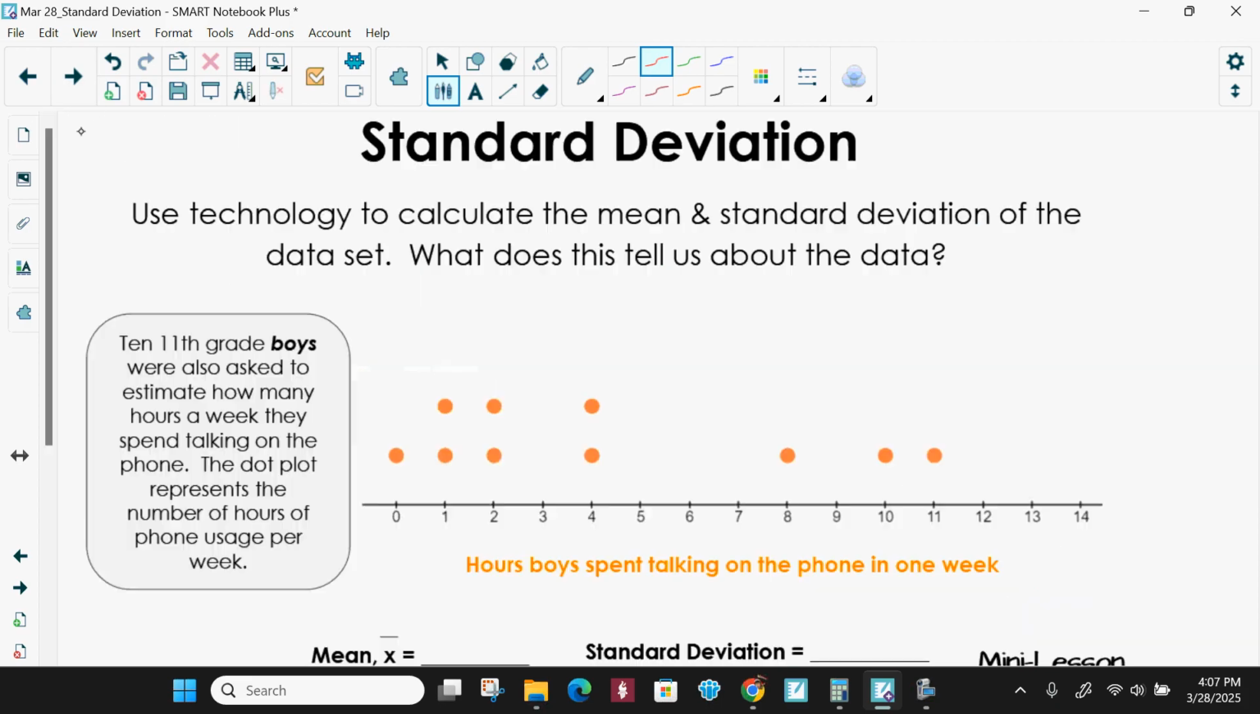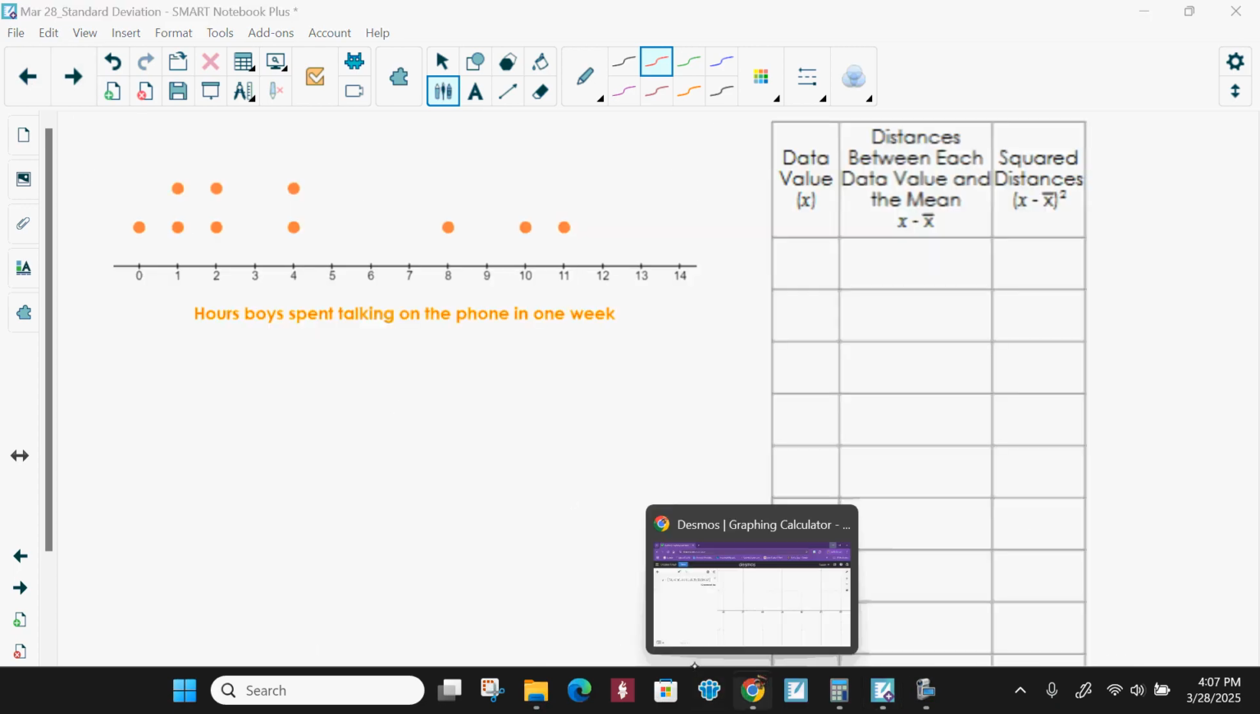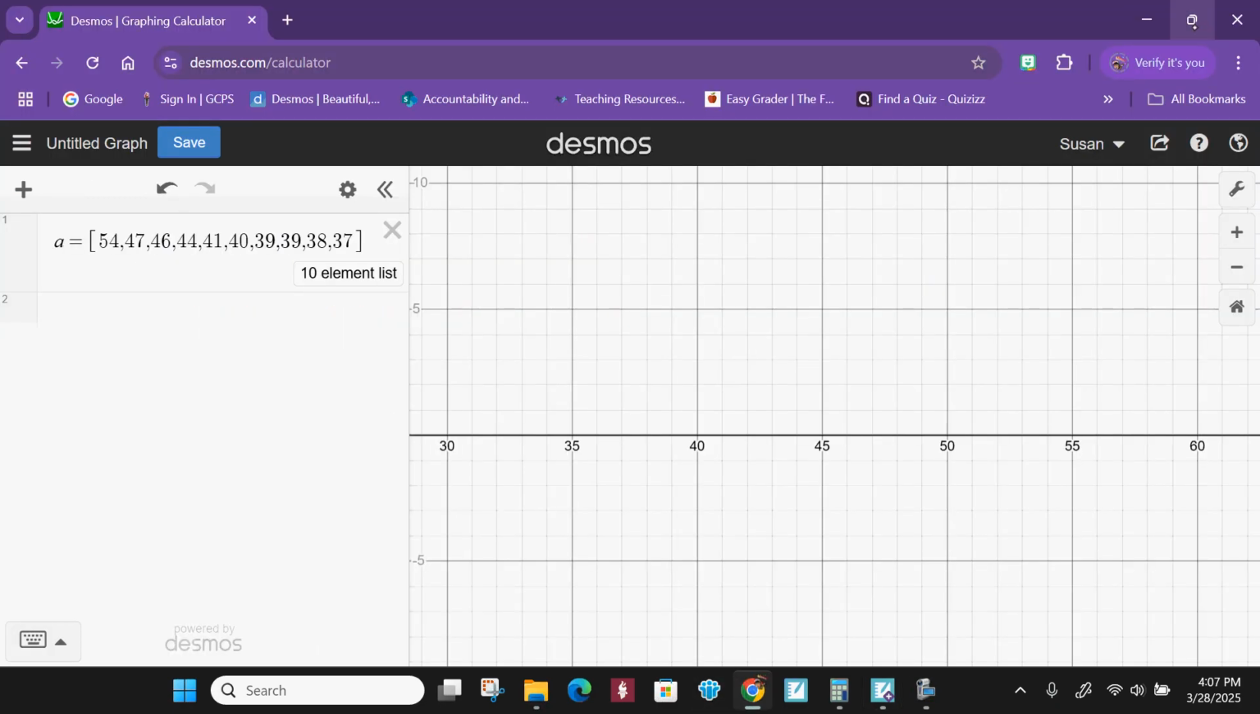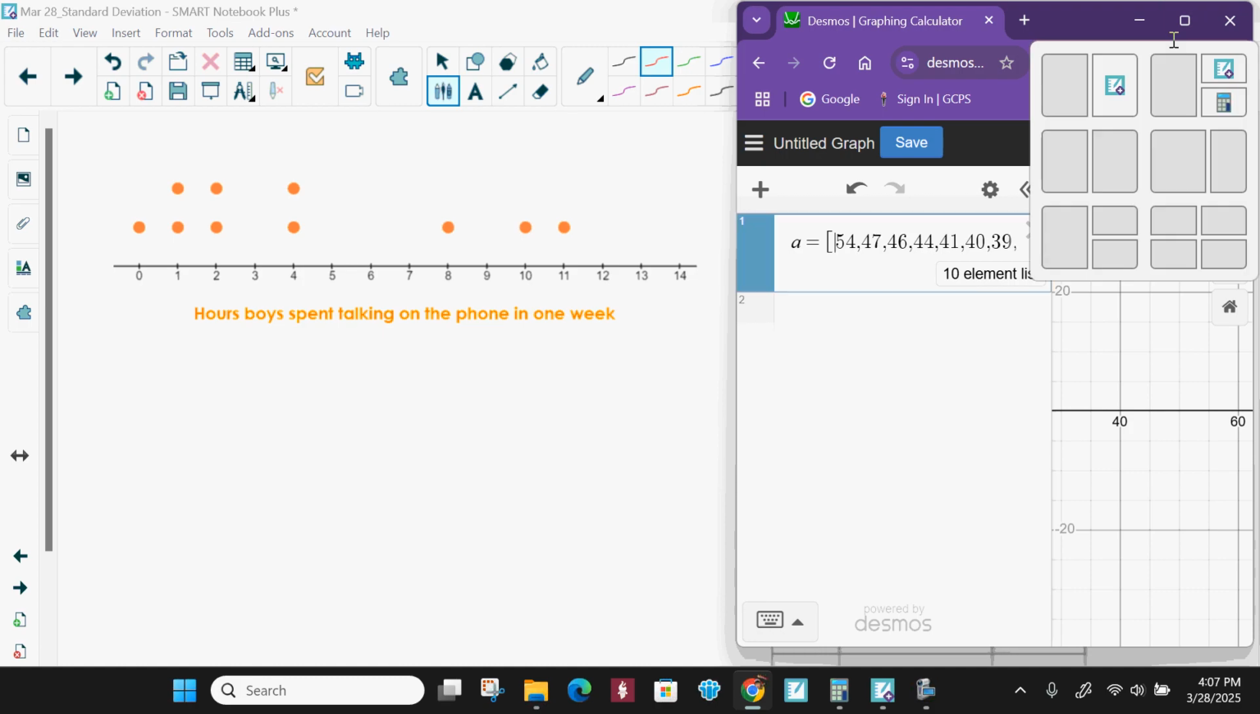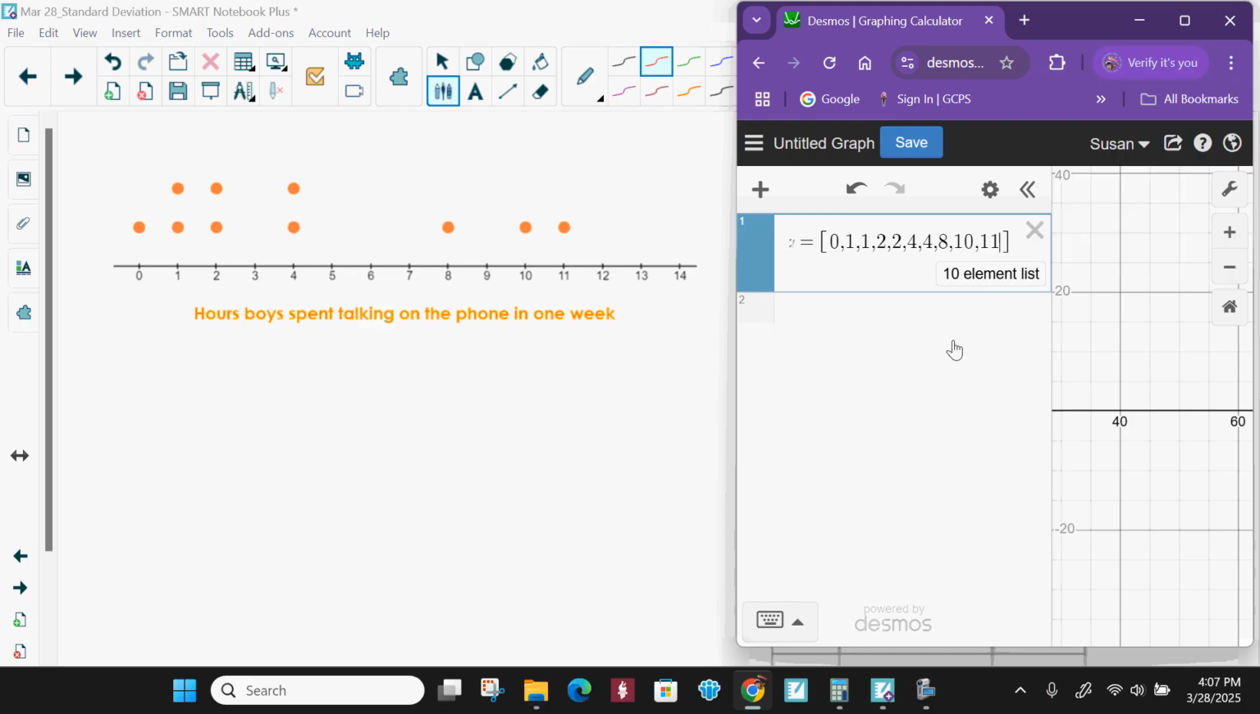Okay, so let's look at the boys' data. We're going to put that into Desmos. In my Desmos here, I'm going to delete all the numbers I have in there and put in the numbers on my data plot. Now remember, each dot represents the data, so there are 2 dots, there are 2 of that number. Okay, so I've got my 10 elements here.